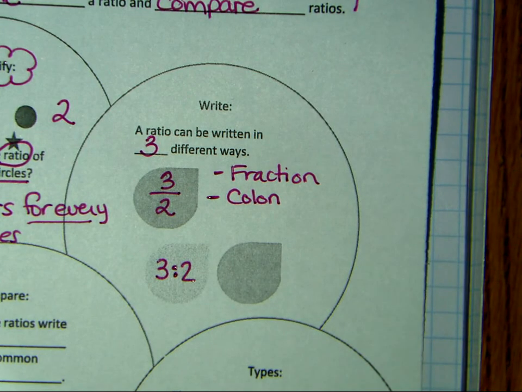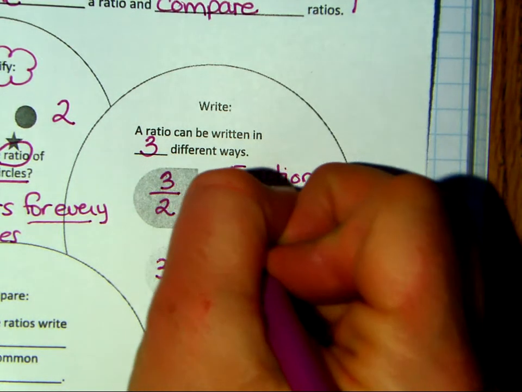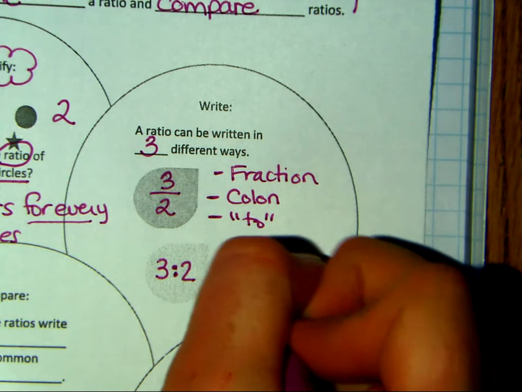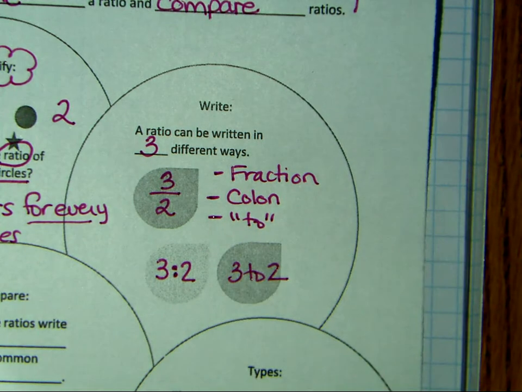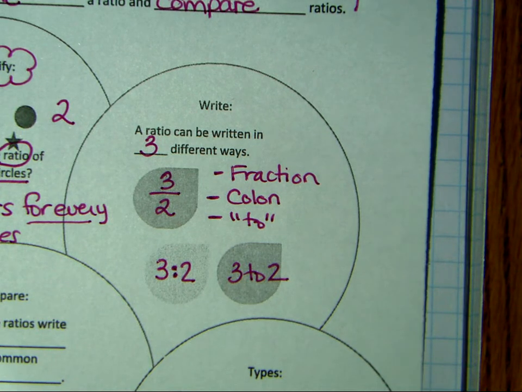And the final way is we can write it with the word "to": 3 to 2. You need to know how to write the ratios in the 3 different ways. Just remember fraction, colon, or the word "to". So far it's pretty easy, right guys?